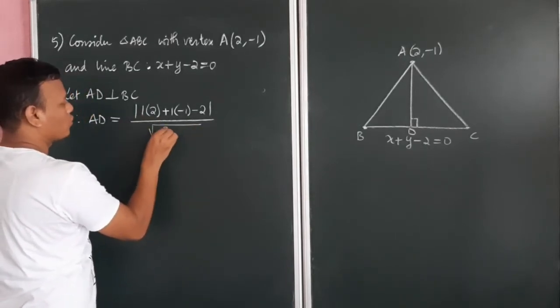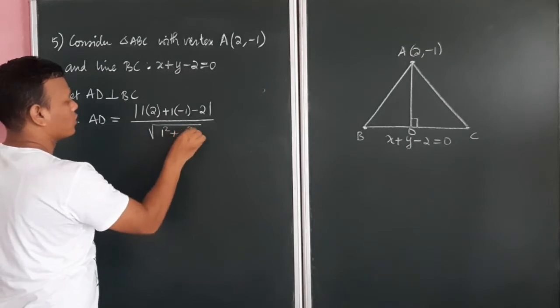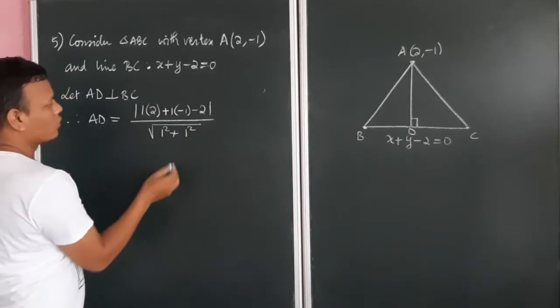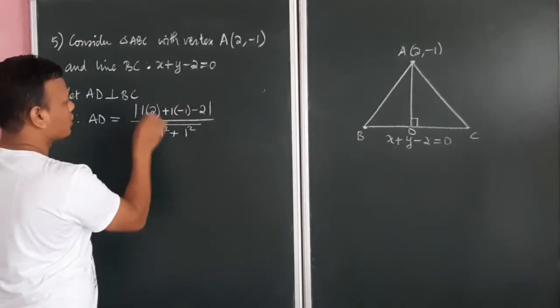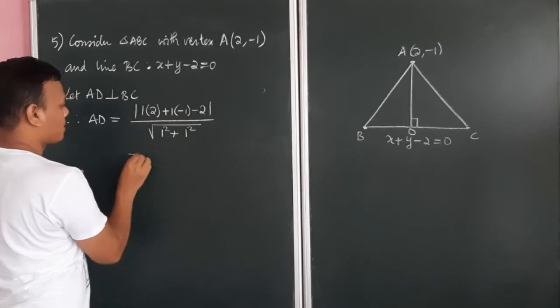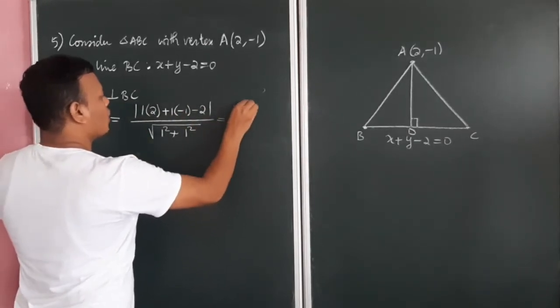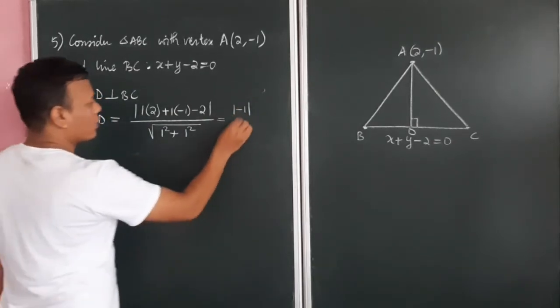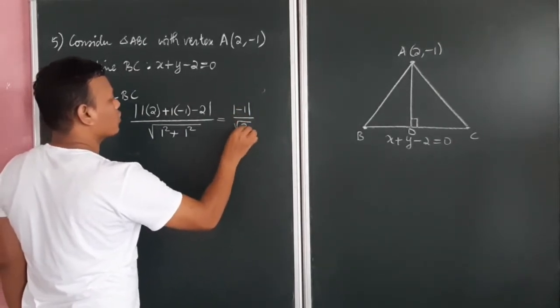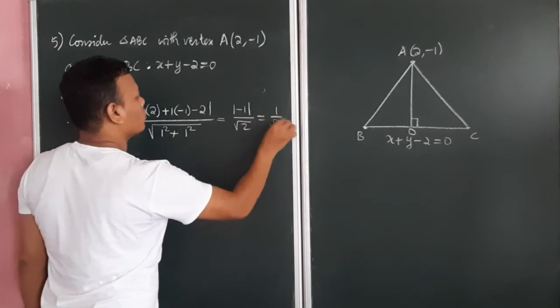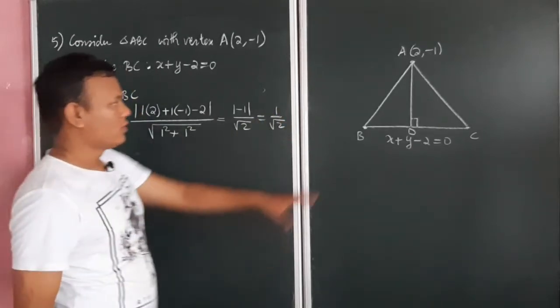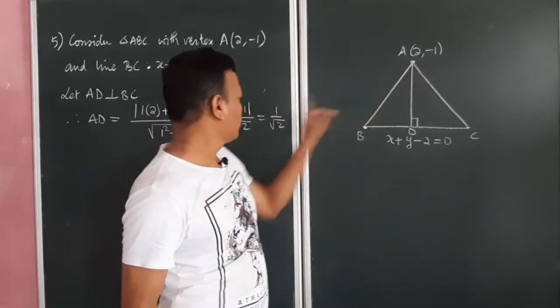A is 1 square, B is also 1, so this much. Okay, so as we saw earlier, this turns out to be minus 1, whole divided by square root of 2, so this is 1 by root 2. So see here, we got AD to be 1 by root 2.